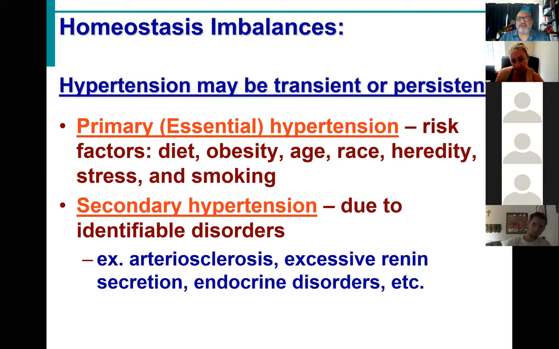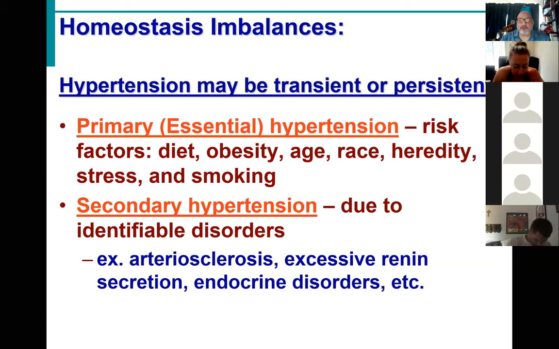Primary hypertension, the problem is having high blood pressure. And there are lots of factors that can influence that. Things like diet, your weight, your age, your race, hereditary stress, smoking, all of those types of things. Now, obviously, you can change your weight, you can change your smoking. It's kind of harder to change your age, race, and heredity. But those other factors can be influenced. And so we target those types of behaviors in hopes of bringing primary hypertension down.